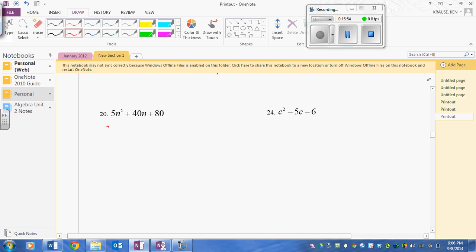Alright, GCF again, so take out the 5, we're left with n squared plus 8n plus 16. And then I can just factor n and n. Since this is positive, the signs have to be the same. They have to multiply to 16 and add up to 8. 4 and 4.